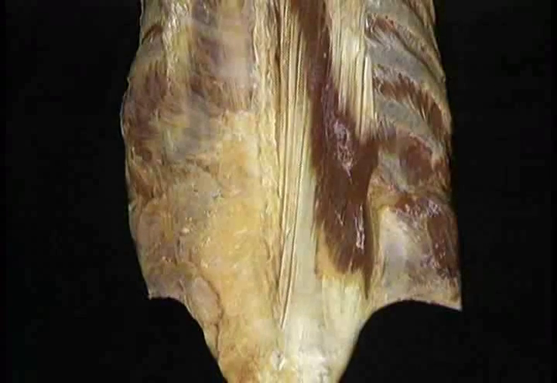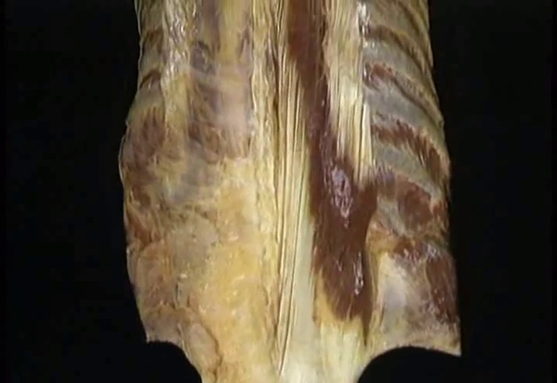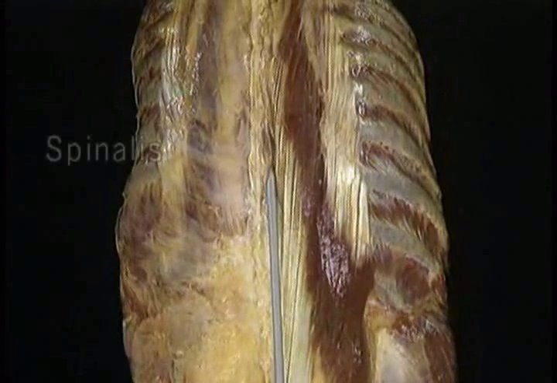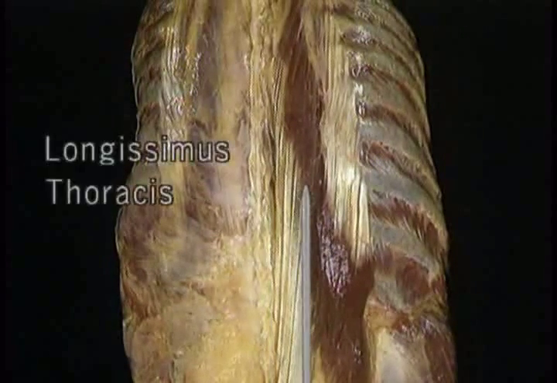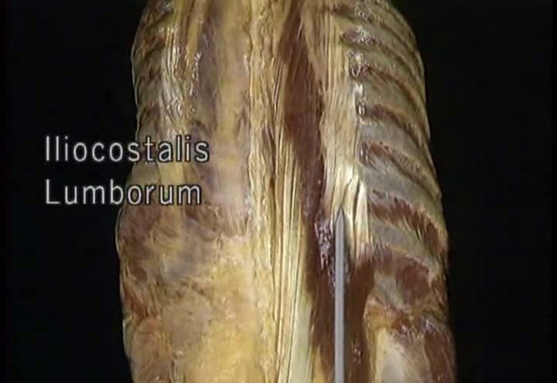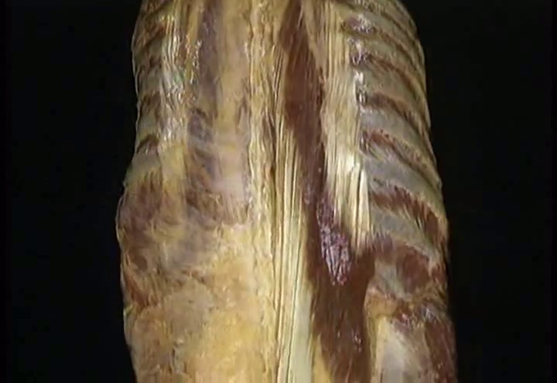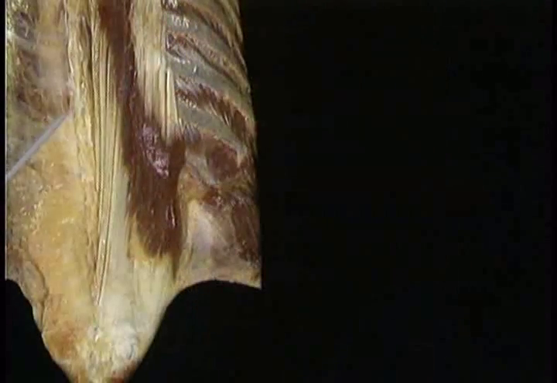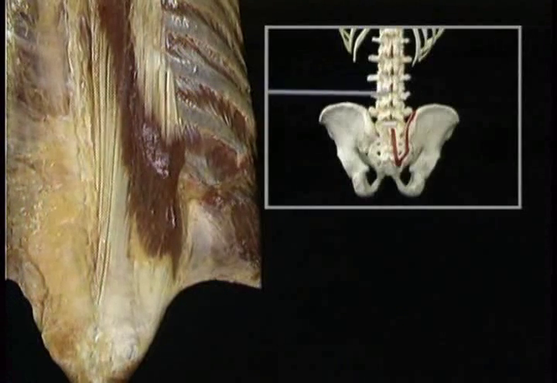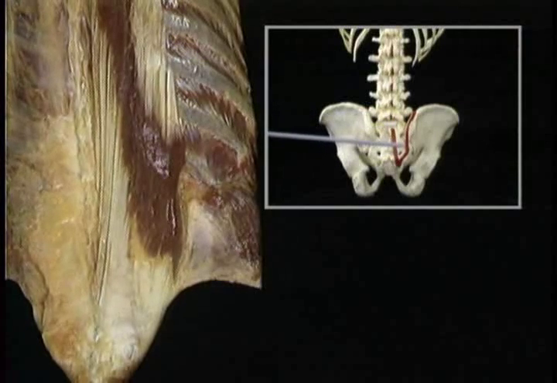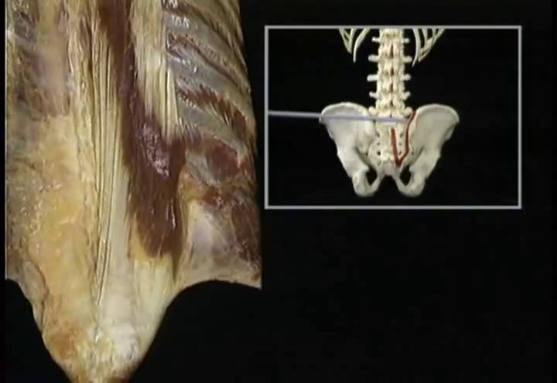At their origins, they're joined together. Passing upward, they separate out into 3 somewhat distinct muscles, the spinalis, the longissimus thoracis, and the iliocostalis lumborum. The erector spinae muscles arise from this massive common tendon of origin, which is attached to the spinous processes of the lumbar vertebrae, to the back of the sacrum, and to the iliac crest.